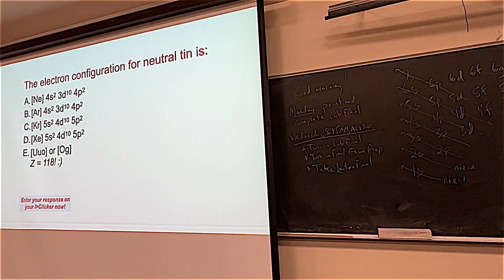Neutral tin is one of the elements that's used a lot. I'd like you to see which of these is the electron configuration for neutral tin. Tin is Sn on the periodic table. It's number 50. So see if you can figure out which of those represents the electron configuration for tin.